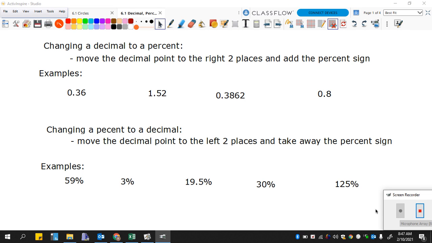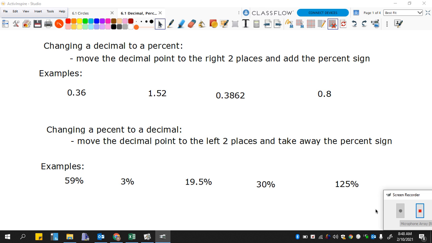In this lesson, we're going to talk about how to convert from fractions to decimals and from decimals to percents and the other way around as well. We'll talk about going from percents to decimals and from decimals to fractions.